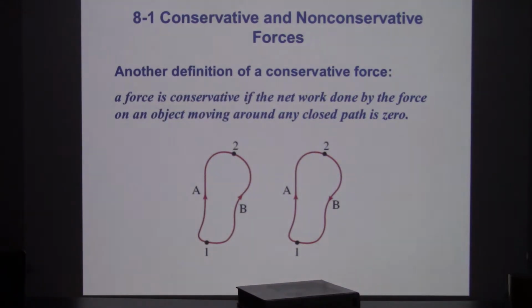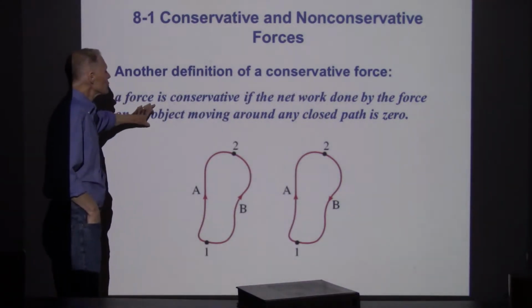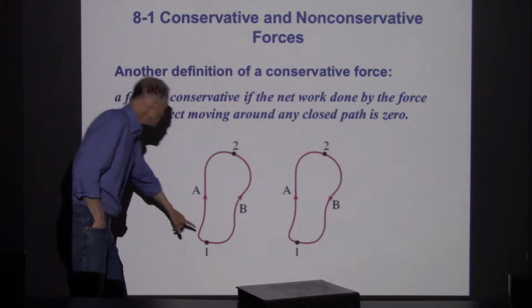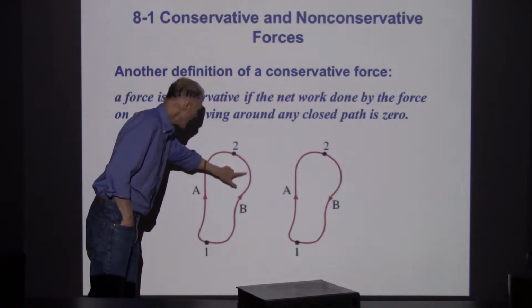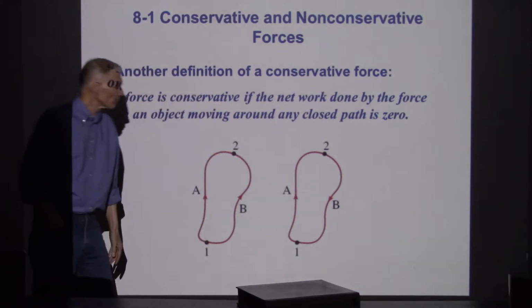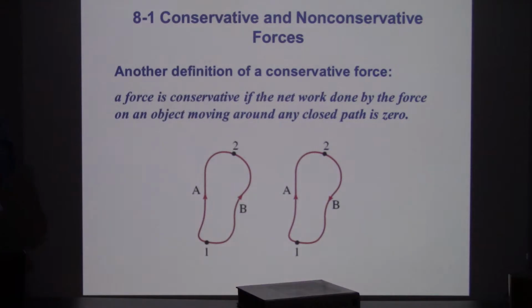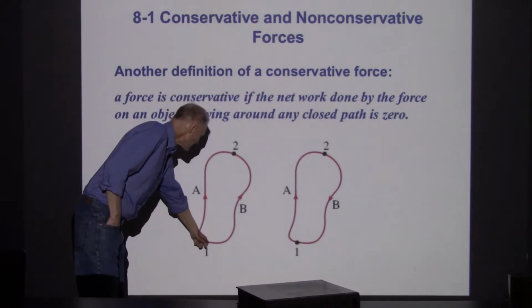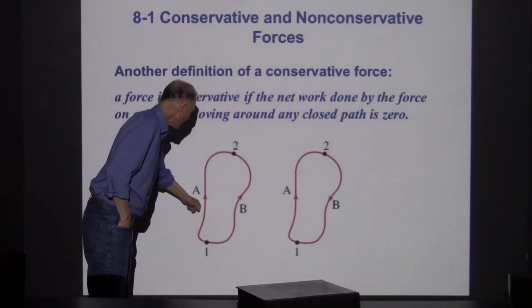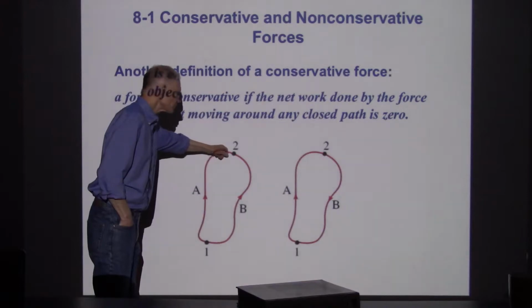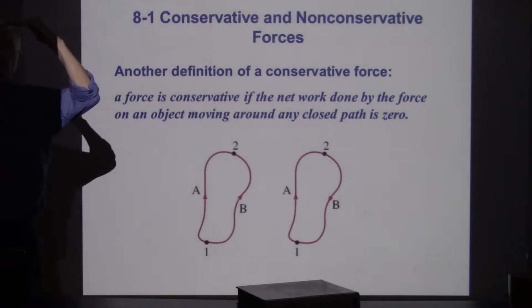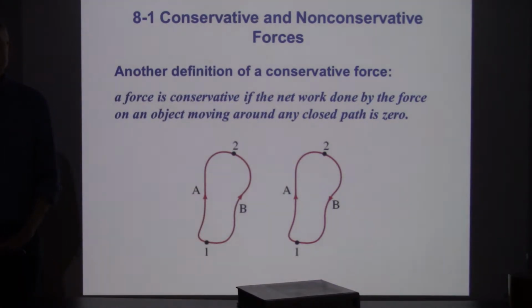Here is another way of thinking about conservative forces. It says a force is conservative if the net work required for moving an object around a closed path is zero. So what that says is, again, if this is gravitation, we could take an object at a lower elevation and we could lift this object up whatever shape path we want until we get to location 2. That's going to require a certain amount of work. And it doesn't matter which path we took.